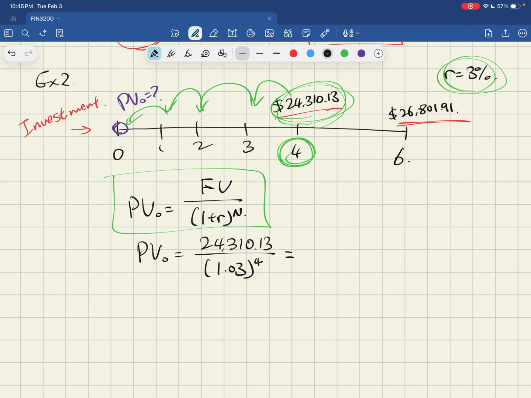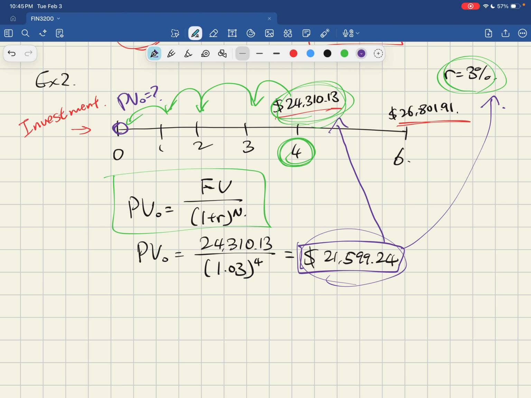Okay, that's how the formula works. So this will give us 21,599.24. So this means if you put in this much into your account, in the account that generates 3% per year, after 4 years, the balance will grow to this value, and then you can purchase your car.